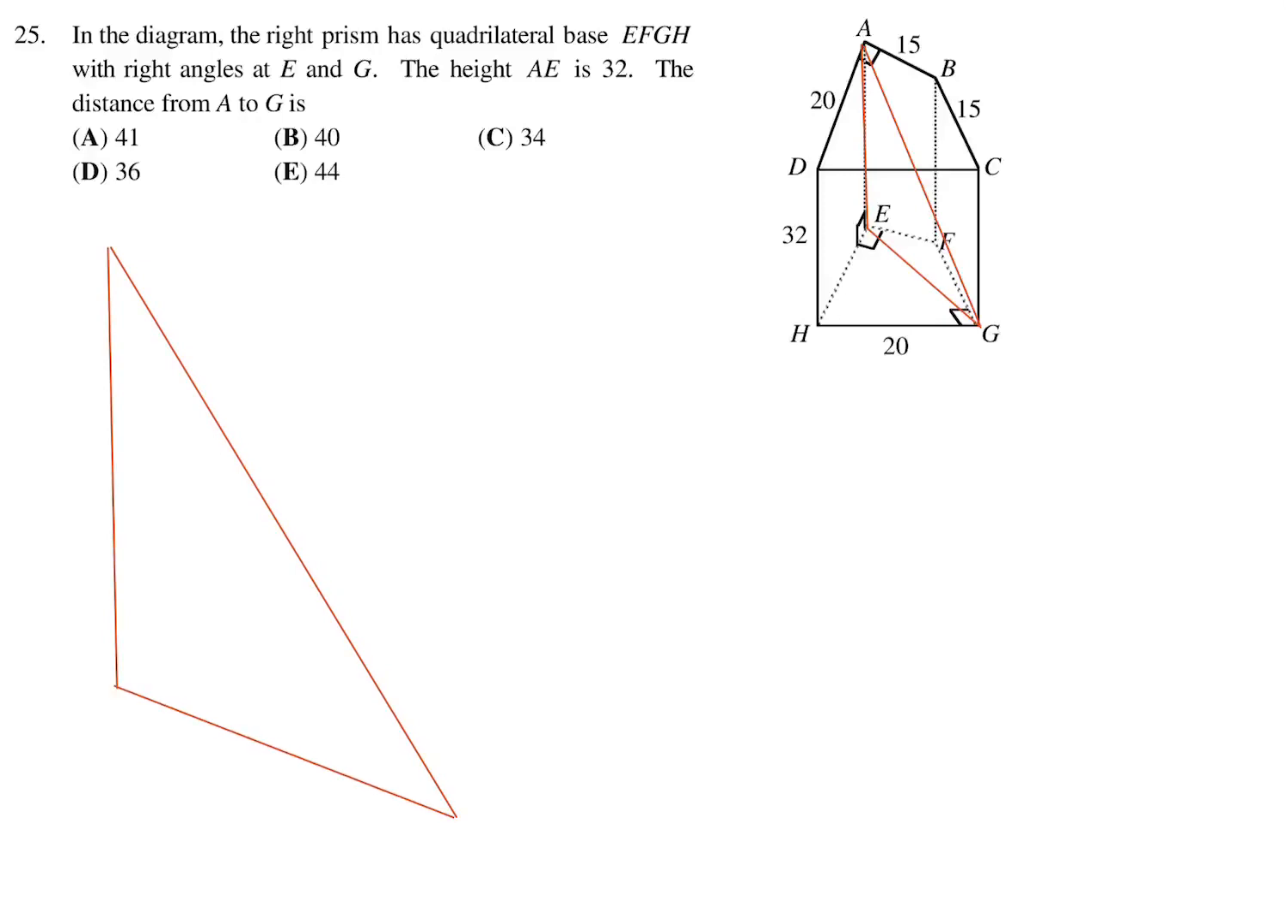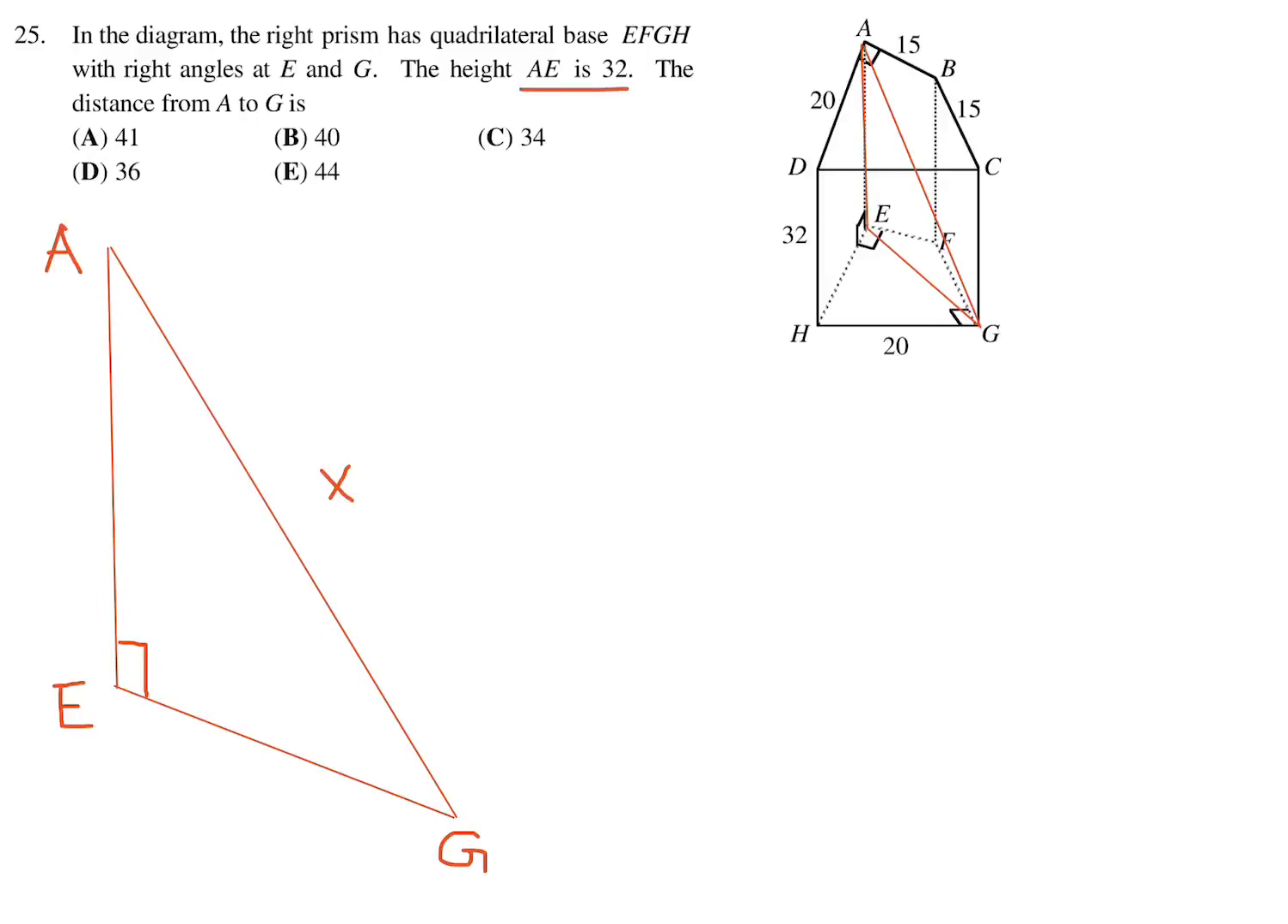Now, notice that when you do that, you will create a triangle with a right angle. And where is that right angle? It's right here. Because EG lies on the base, which is flat, and AE is essentially perpendicular. Now, AG is what they're asking for, so we'll label that X.